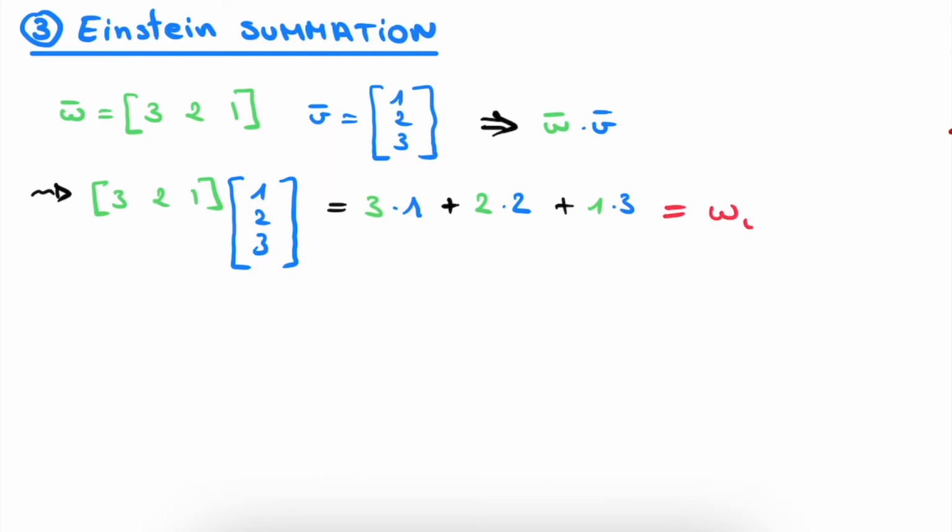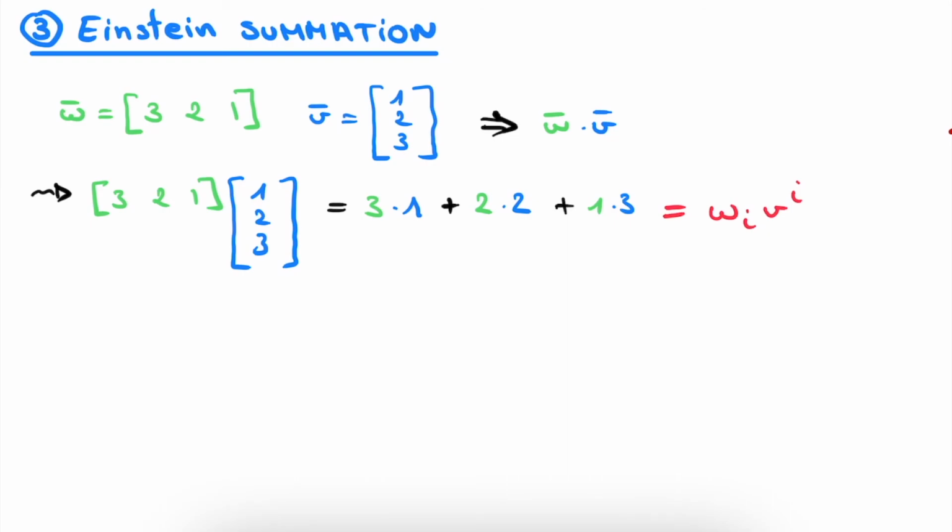We have W_i V^i, where for the first vector we have i as a subscript, and for the second vector we have i as a superscript. And the rule is that if we have an expression where we have repeating indices at a different level, so one is a subscript and one is a superscript, then we sum over the components of these two vectors.